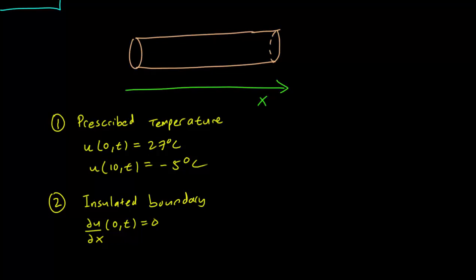We can also have the right end insulated if we want, or we could have one end insulated and the other end at a prescribed temperature. So these are the most common boundary conditions. There are variations, of course. For instance, sometimes we know that heat is leaking from the left end, but we know exactly at what rate the temperature is dropping. So we could say that the derivative of the left end is -1.